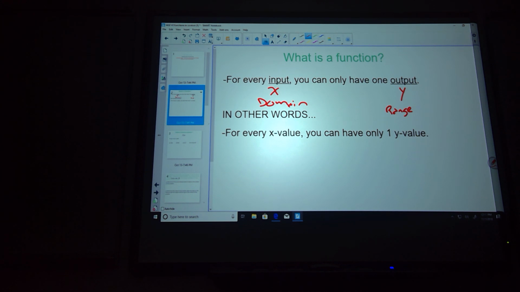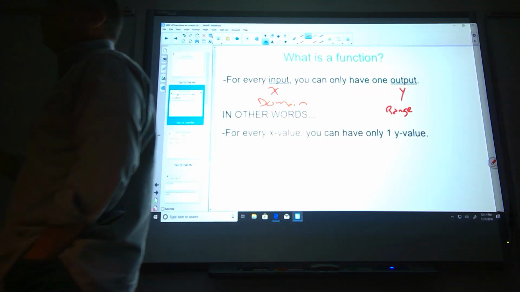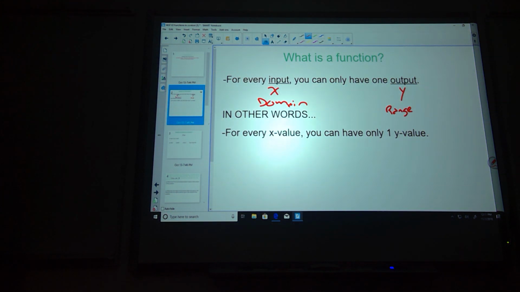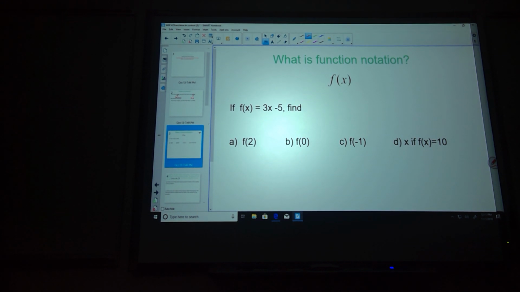So that's a function. That means the vertical line test: if you drew it and a vertical line goes through your picture and touches it twice, it's not a function, but you still have a picture that's there, which is called a relation. Okay? Good? All right, so let's figure out what all of these mean.